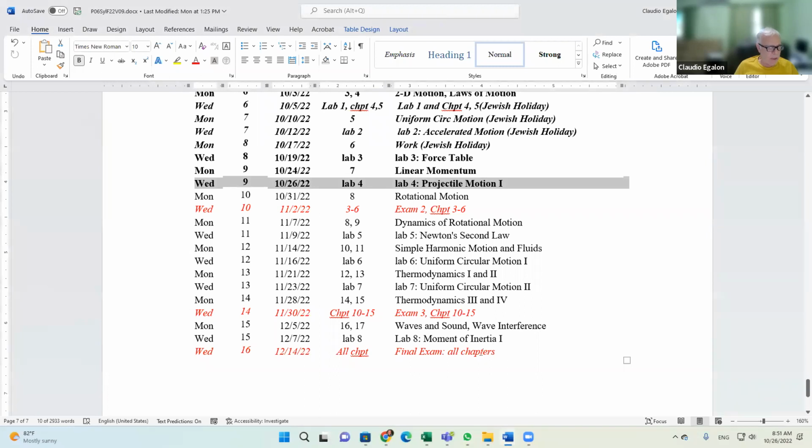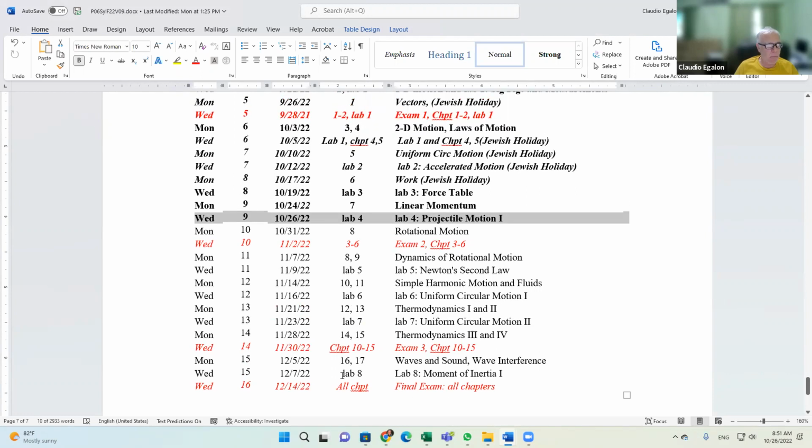So we finished the chapter on linear momentum, chapter 7. Today we're going to do projectile motion 1, and there will be a quiz for projectile motion as well, right? We spent several weeks without doing any quiz, so let's try to make up for the time that we didn't have any quiz.